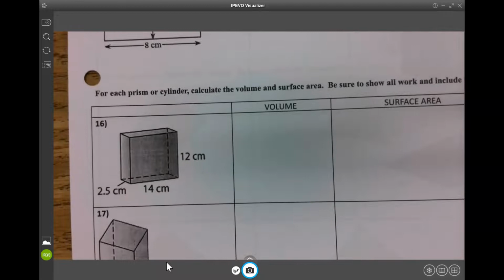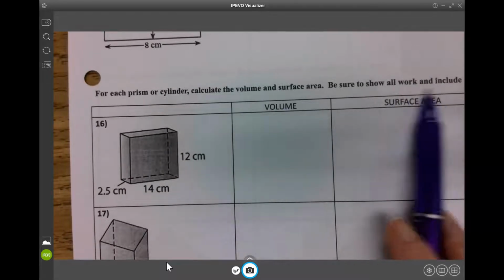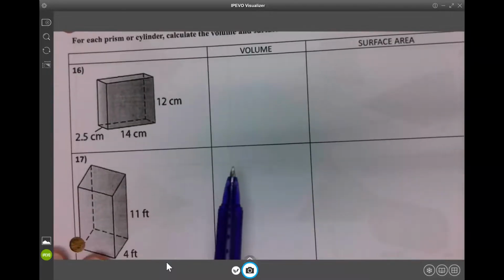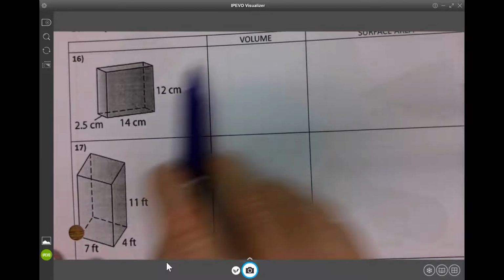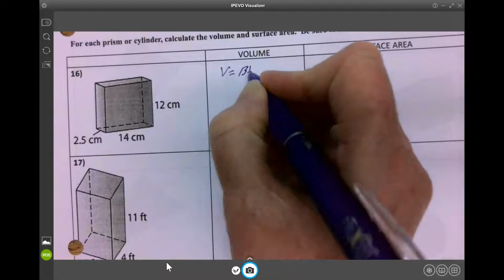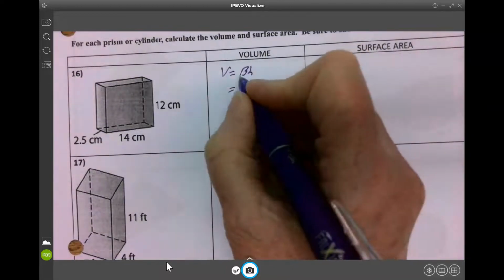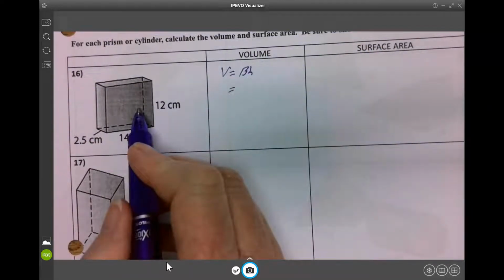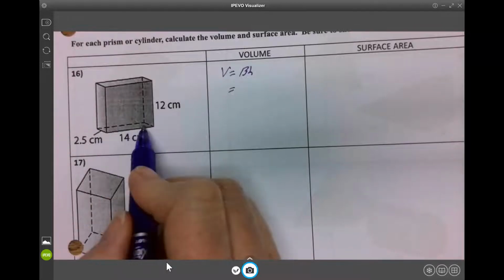Now, for each prism cylinder, find the volume and surface area. Be sure to show your work. And it's really important to show your work because on these, you're going to be referring to them. So remember to find volume, that's the area of the base times the height. And the area of the base, if this is a rectangular, so see how my base is a rectangle?